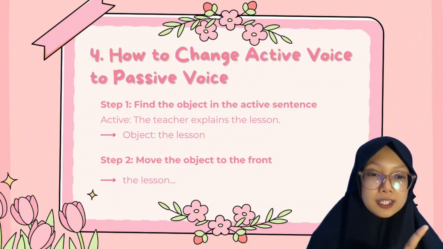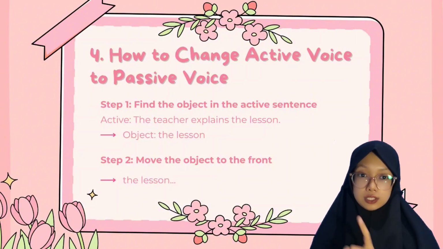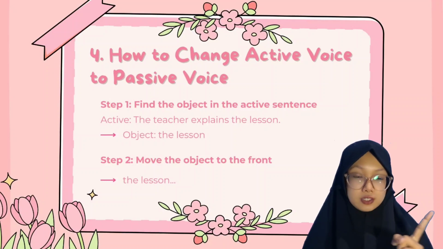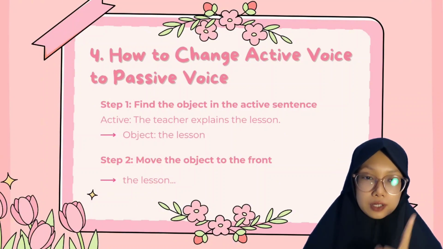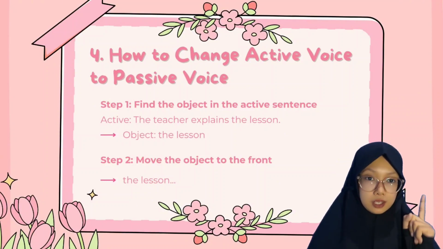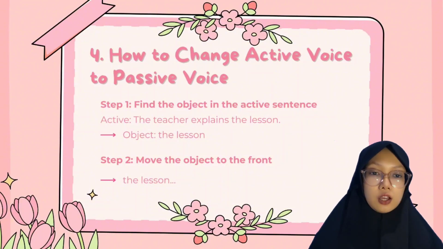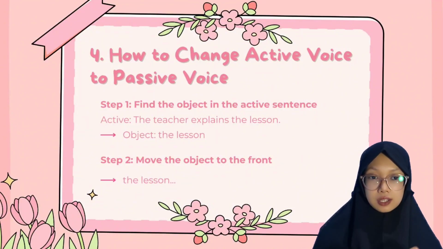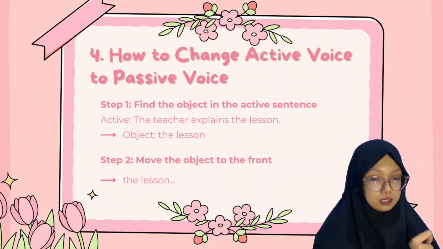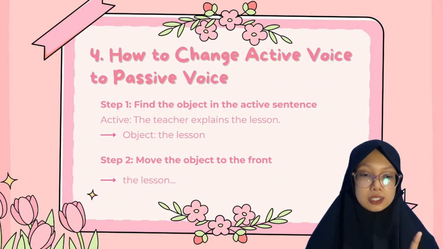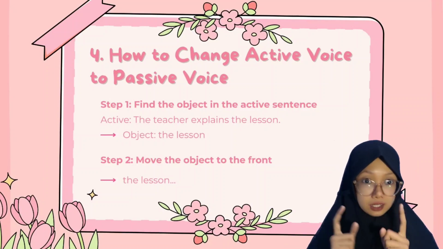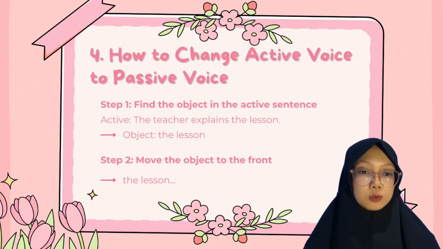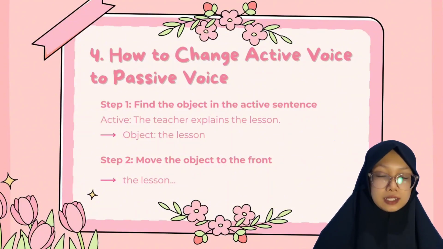Now in part 4, we learn about how to change from the active voice to the passive voice. Step 1, we find the object in the active sentence. For example, the active sentence: the teacher explains the lesson. Where's the object? The object is the lesson. Alright?